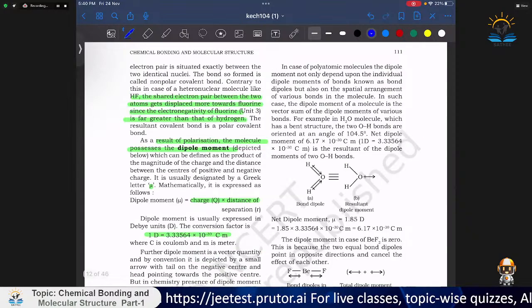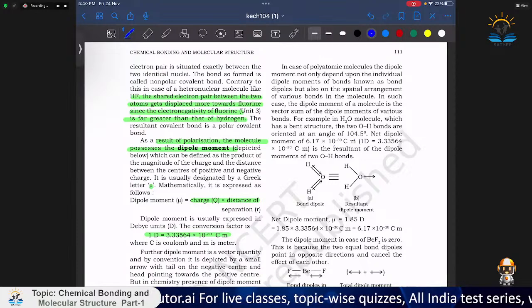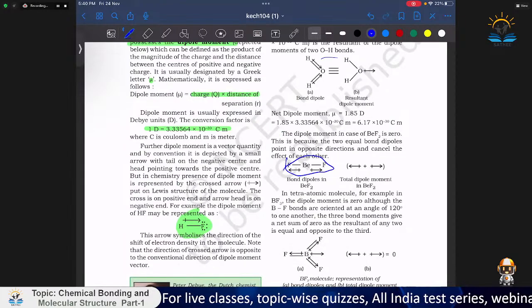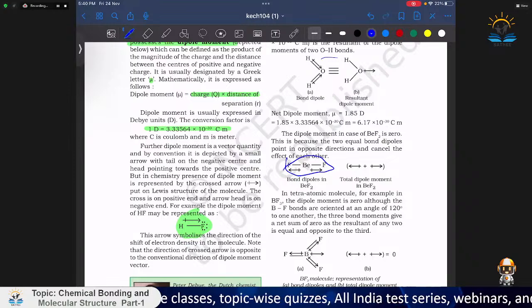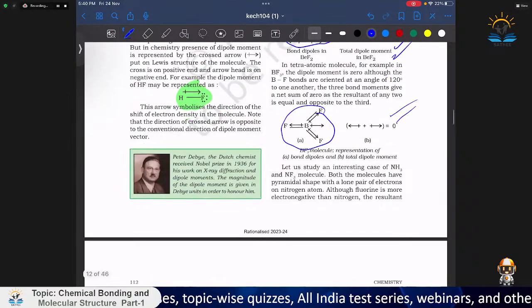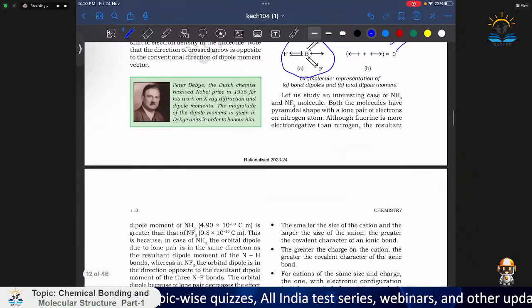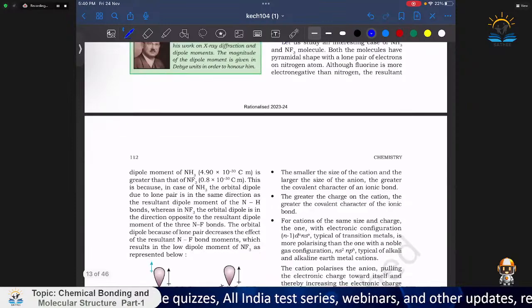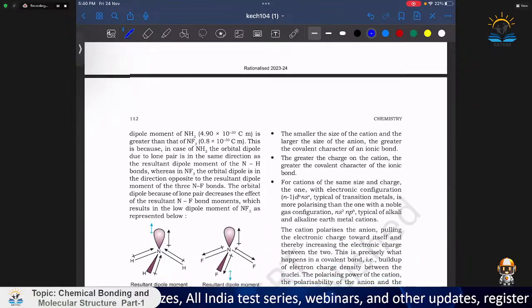Similarly, for BeF2, the dipole moment is 0 because the bond dipoles are in opposite directions. For BF3, it is almost 0, right? Now let us study NH3 and NF3. For NH3 and NF3, we have to remember one small thing.